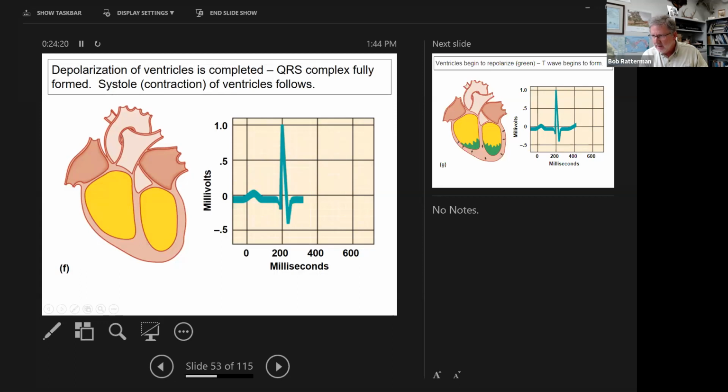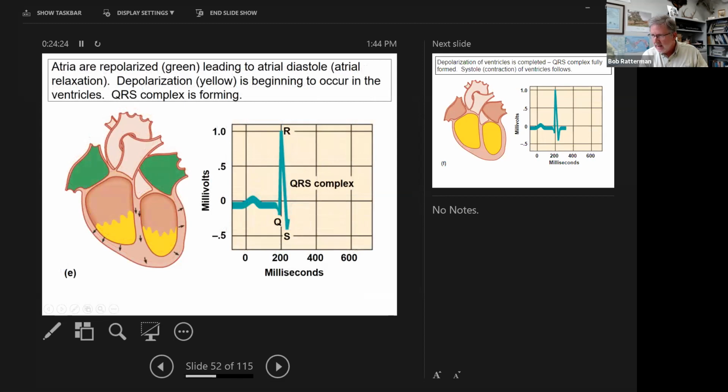This is P. This is called Q. I'll go back here. Here's Q. Here's R. And then we go back down below the Q. This is called the S part of the QRS complex. This is what Paige was talking about a second ago, this really big upswing and downswing of the ECG.